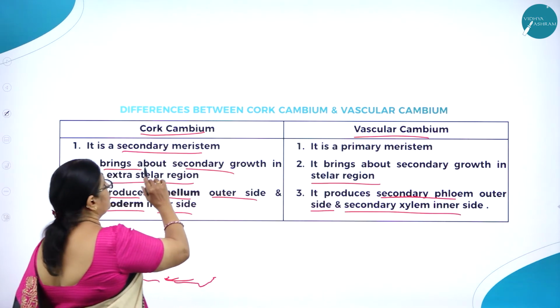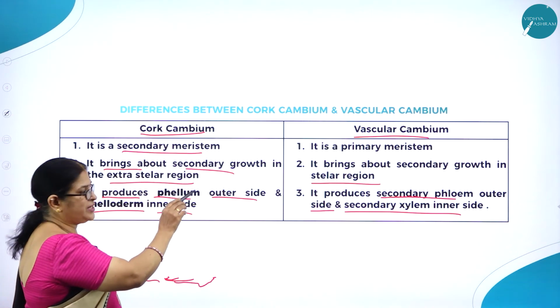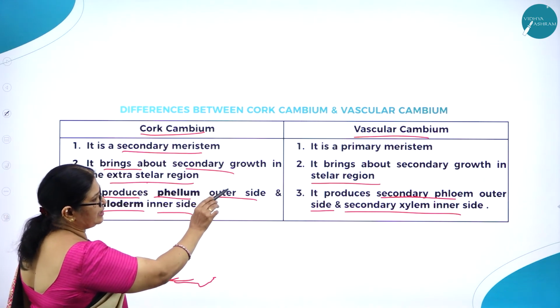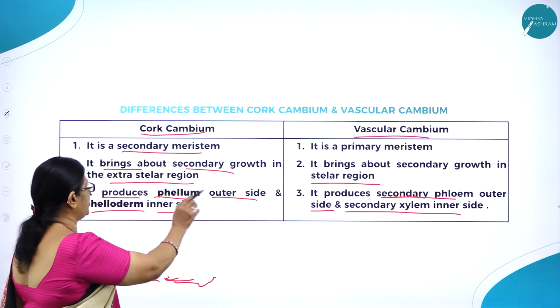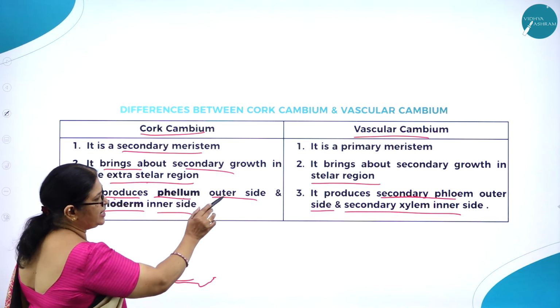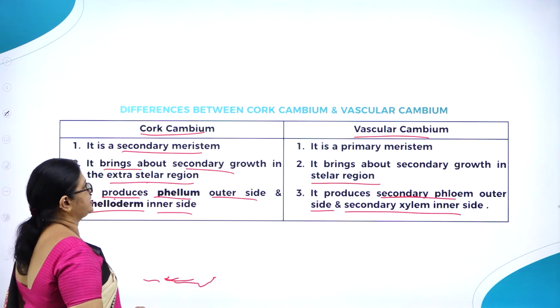I repeat, cork cambium and vascular cambium. It is secondary meristem, it is primary meristem. It brings about secondary growth in the extrastellar region, it brings about secondary growth in the stellar region. It produces phellem on the outer side and phelloderm on the inner side. It produces secondary phloem on the outer side and secondary xylem on the inner side.